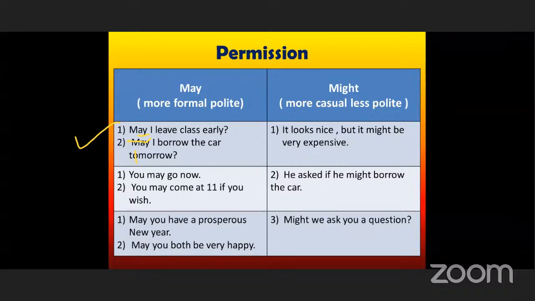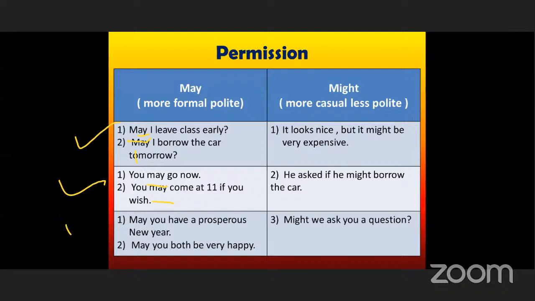Now see the next, might, when we are using. Okay, see, first we are completing may only. First we have seen may I leave class early. Second, may I borrow the car tomorrow. Here we are asking for permission. Now we will see the use of may to give permission. You may go now. To give permission also we use the modal auxiliary may. You may come at 11 if you wish. So here again may is used to give permission.